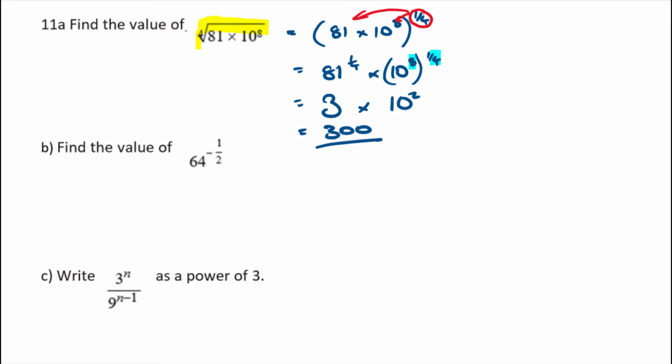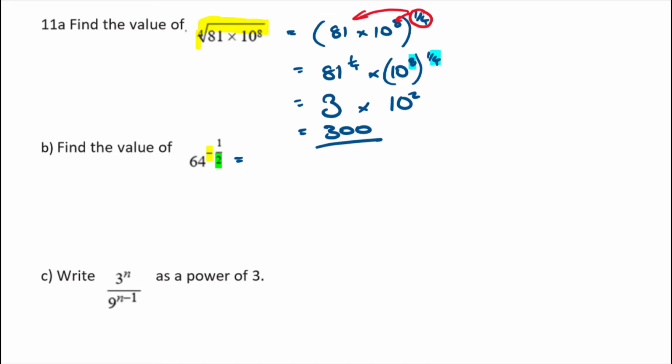Right, find the value of 64 to the power of minus a half. Now, I treat these as two separate steps. They've got the negative index part, and you've got the fractional part here. If the numerator was something other than 1, I'd have a third part as well, but as it's 1, I've just got the two steps.